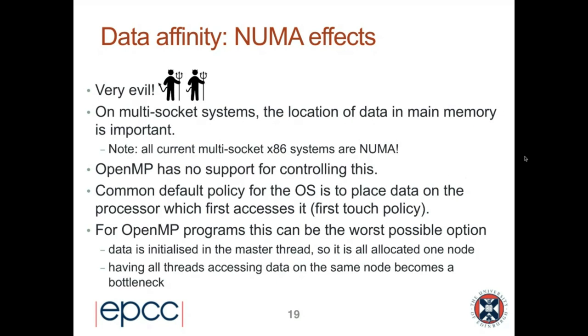For OpenMP programs, this can actually be the worst possible thing that you can do, because it's easy to write an OpenMP program where your data is initialized on the master thread. So all the initial accesses to all your data come from the same core and therefore the same socket. All your data gets allocated on one node and none on the other one. And then, if you have threads executing on both sockets, all threads accessing the data on the same node becomes a bottleneck.